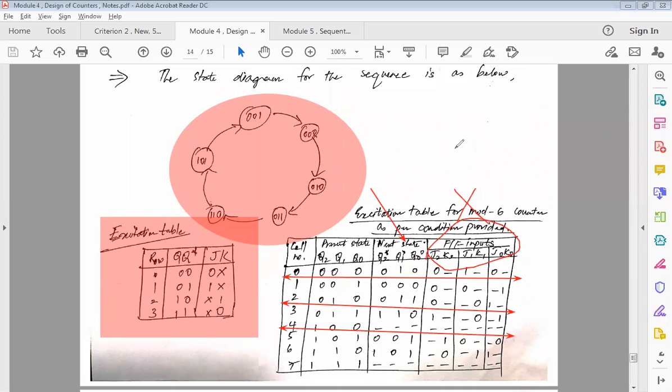You might get it up till here. Till this point you will get. That's all. After this you are stuck. You cannot go forward. So this is possible only when you are able to work with your excitation table. This section will be possible only through your excitation table, only if you know your excitation table. Is that clear, students?